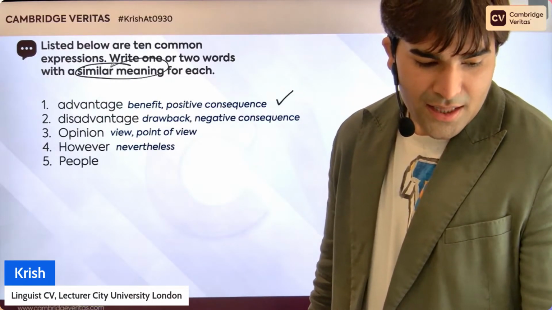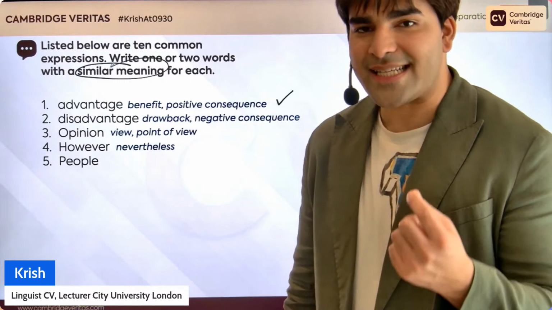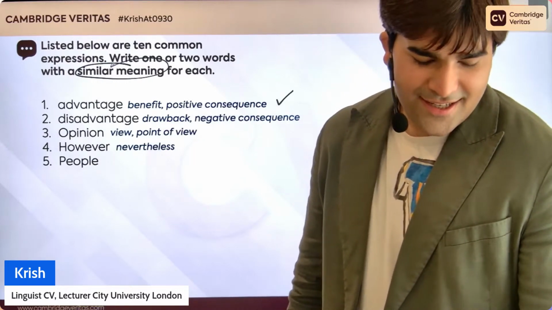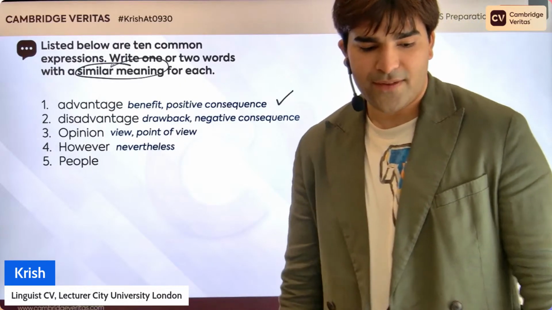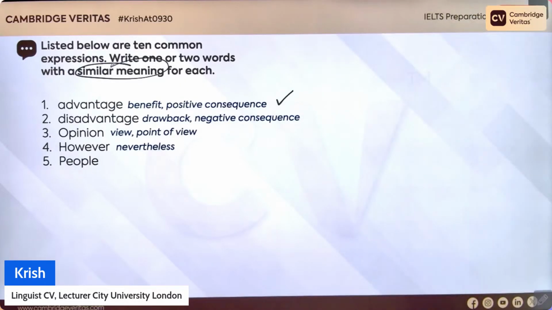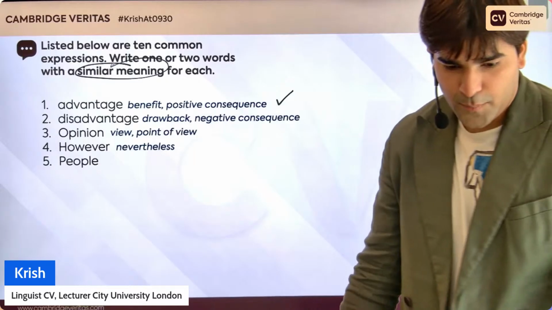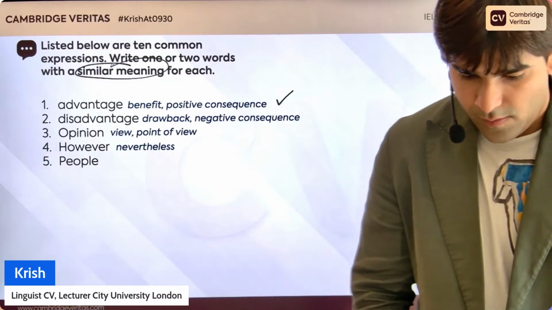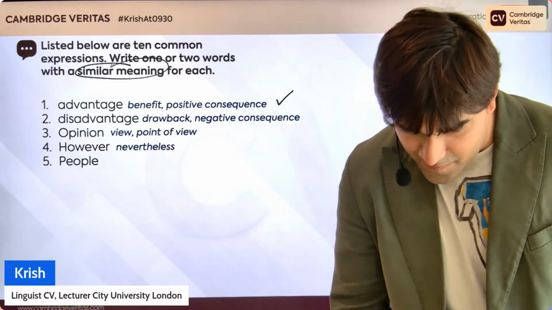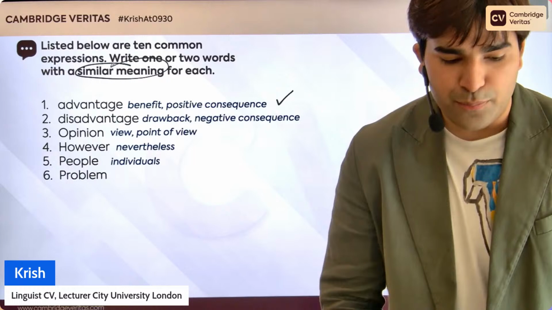People. For this also, I've written one word and it starts with I. Let's play this game. Let's see if you're able to guess my answer or not, okay? Mine starts with I. Which one is it? Individuals. Yes, superb. Okay, next one is problem.